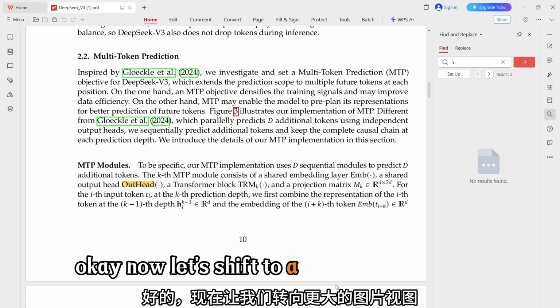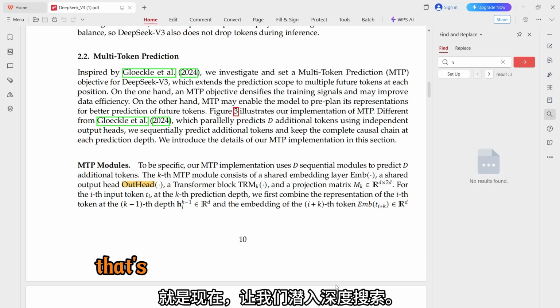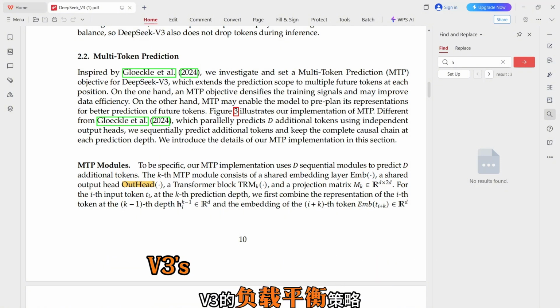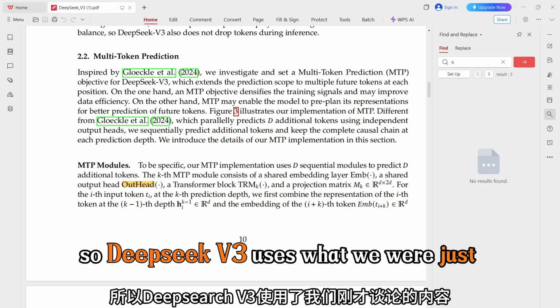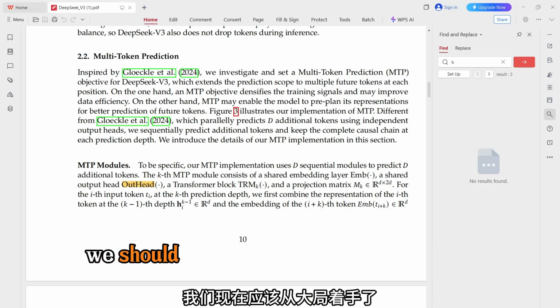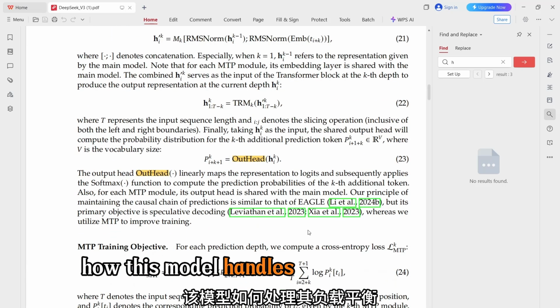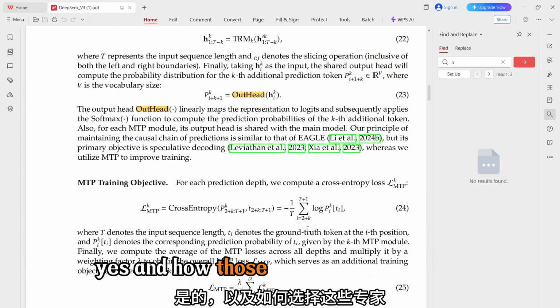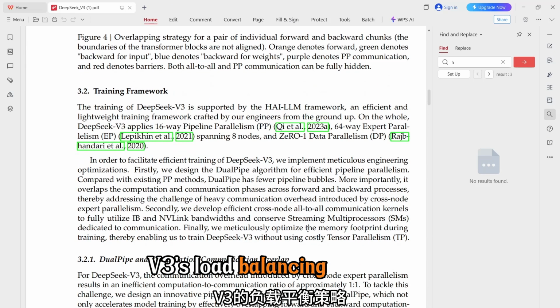Okay, now let's shift to a bigger picture view. Yes, we can talk about how the experts are chosen for each task. That's right. Now let's dive into DeepSeek V3's load balancing strategy. Sounds good. Okay, so DeepSeek V3 uses what we were just talking about, the MTP. Yes, we should probably move on to the bigger picture now. Okay, so now let's discuss how this model handles its load balancing. Yes, and how those experts are chosen.